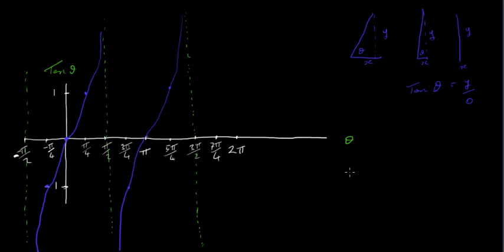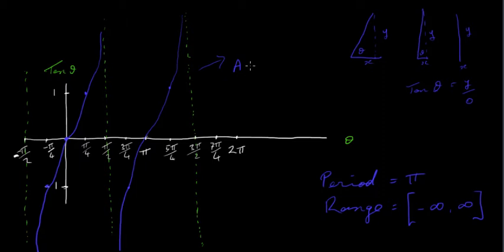So in this case we have a period for this graph of pi, and the range of this particular graph is from minus infinity to infinity, because these graphs go on forever. It gets closer and closer to these green dotted lines but never actually reaches them. These green lines, by the way, are just called asymptotes.